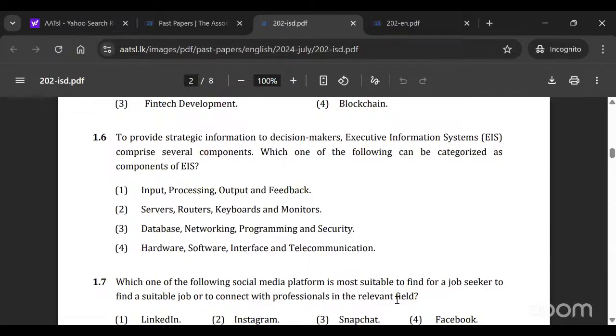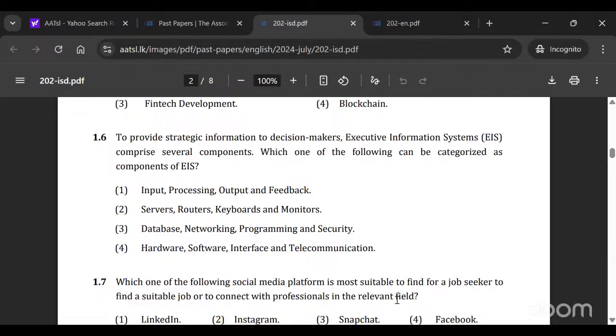Servers, routers, keyboards, and monitors, those are networking systems, database, networking, programming, and security. Hardware, software, interface, and telecommunication. We have given the main few components as a diagram. You can check it again. Answer is 4.